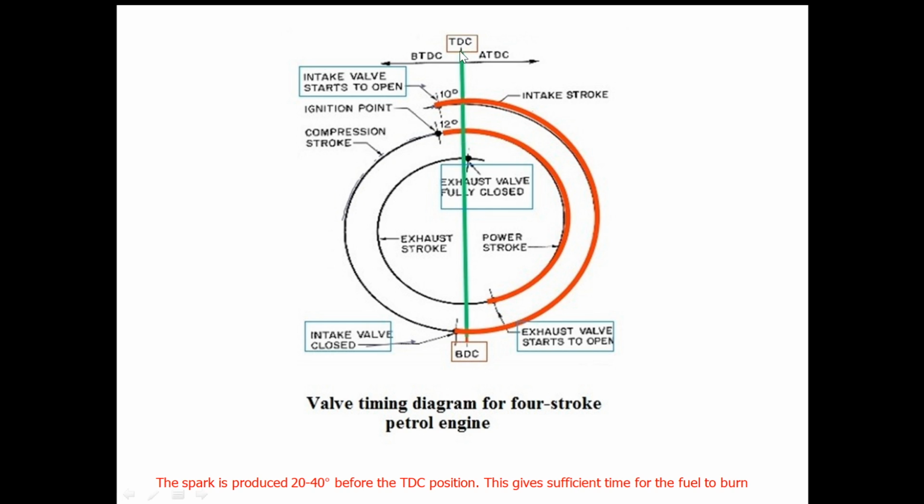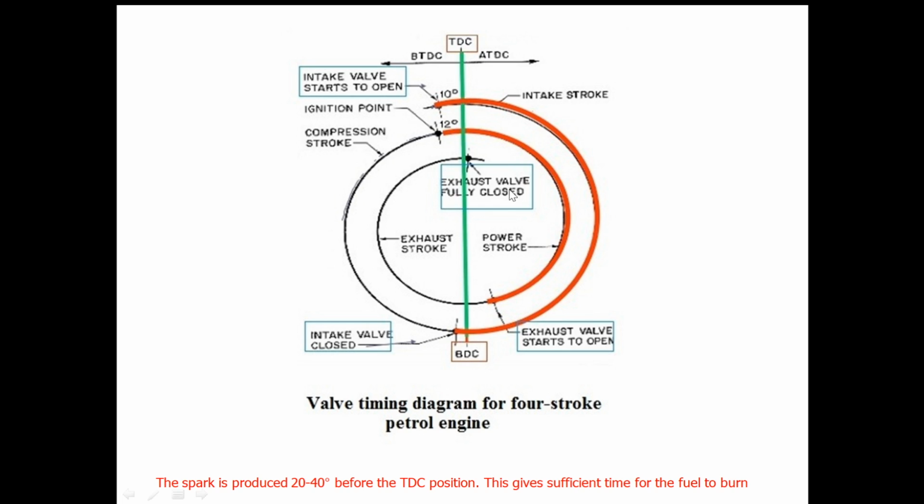First of all, you have to draw a vertical line, this green vertical line, whose top and bottom represent top dead center and bottom dead center. This is a valve timing diagram. So first we are going to draw the valve timing diagram for a 4-stroke petrol engine. This is the top dead center and this is the bottom dead center.